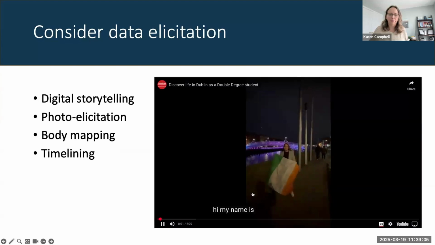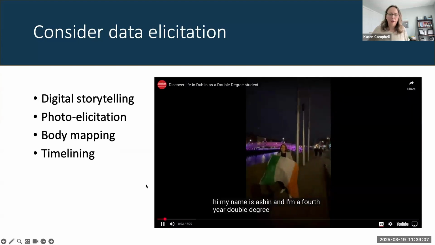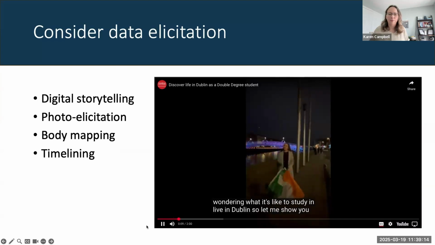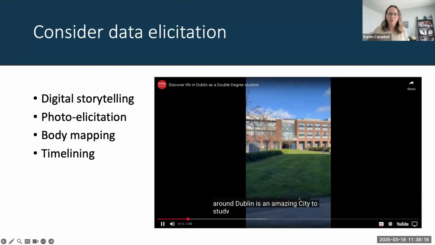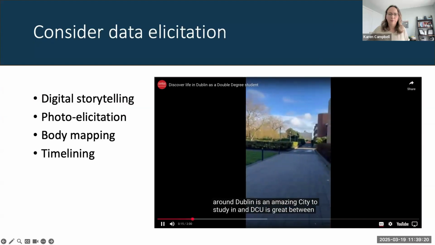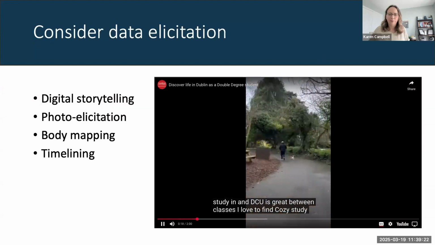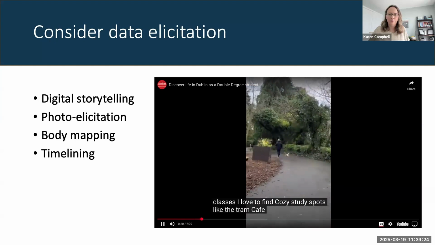Hi, my name is Ashlyn. I'm a fourth year double degree student currently studying in Ireland. You might be wondering what it's like to study and live in Dublin, so let me show you around. Dublin is an amazing city to study in, and DCU is great. Between classes, I love to find cozy study spots, like the Tram Cafe.